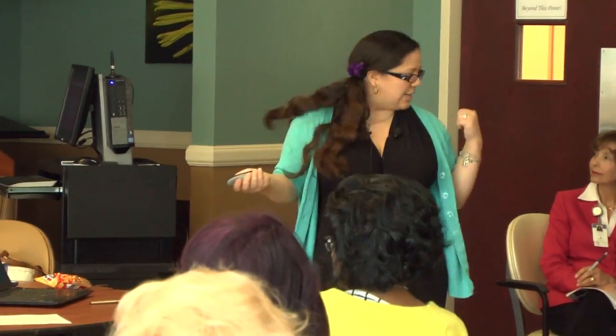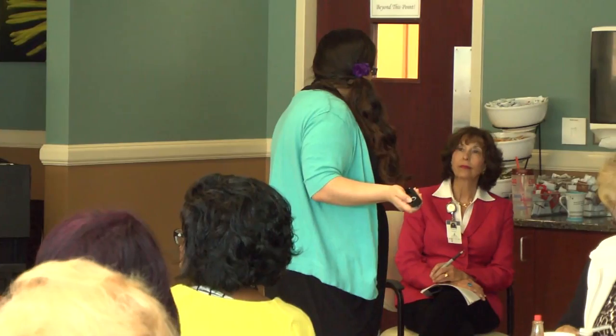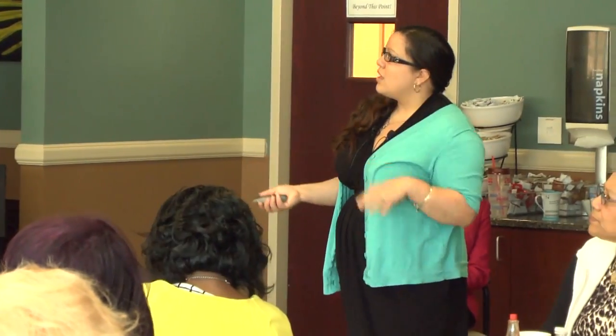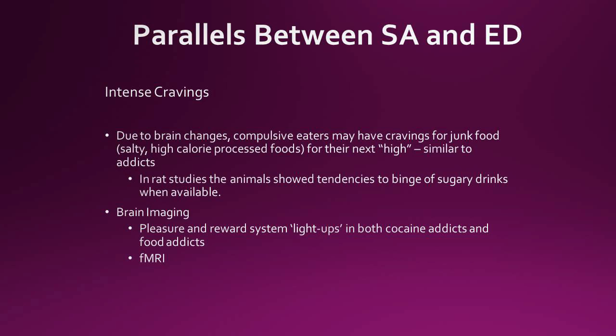And so I don't know if you talked about endogenous opioids. Did you mention that? But foods that are highly palatable, high in fat, sugar, saturated fats, release what we call endogenous opioids. Those are our body's natural opiates. That is that feel-good factor. That's kind of some of what's happening. There's intense cravings. Due to brain changes, compulsive eaters may have cravings for junk foods, the salty, high-calorie, for their next high, right? And we know that not only is it highly palatable foods, but it's layered foods.